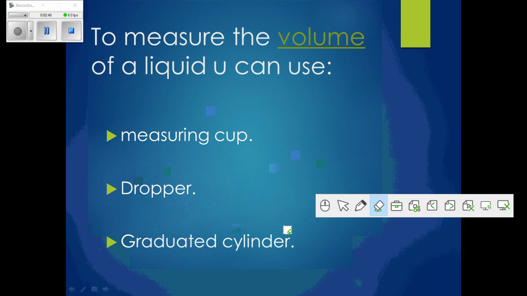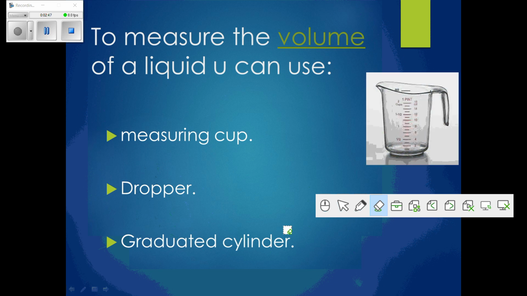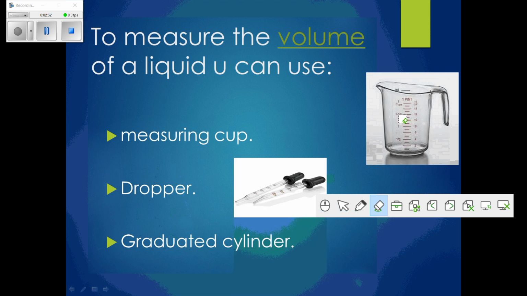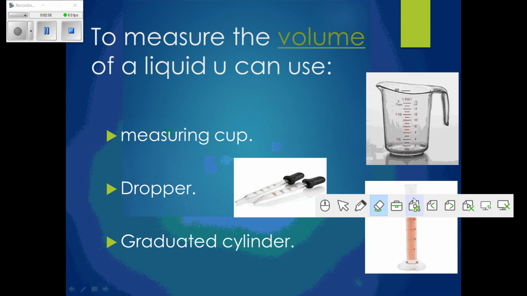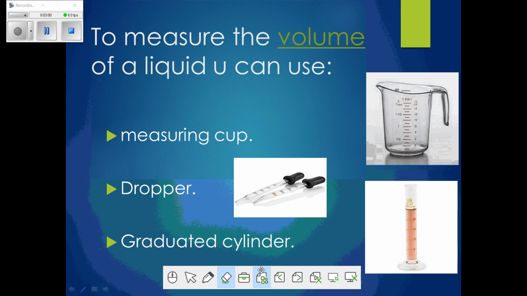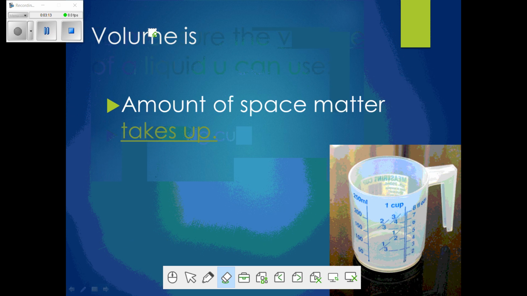Do you remember these tools? Yes, we learned them in the science lab. This is the measuring cup, and you used it. And this is the dropper. And the last one is the graduated cylinder. We use these tools to measure the volume of a liquid. So what do we mean by volume?